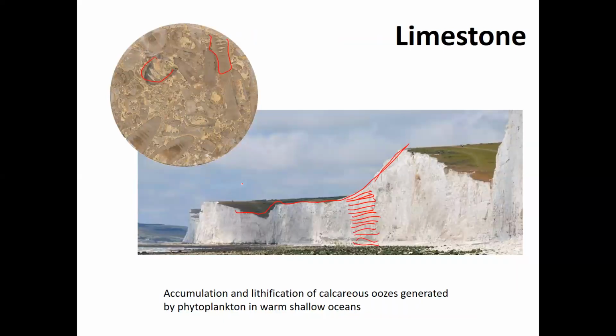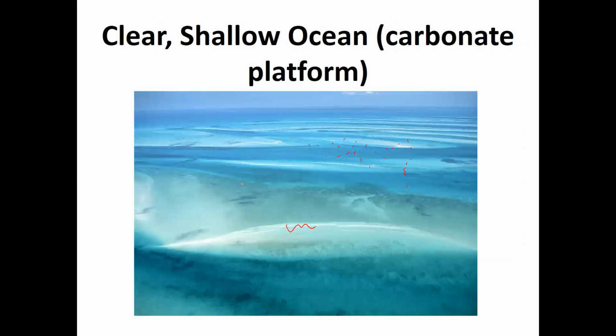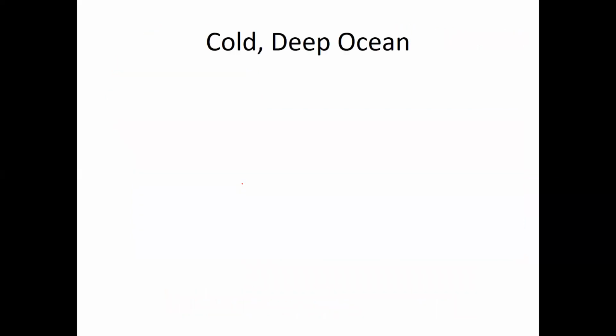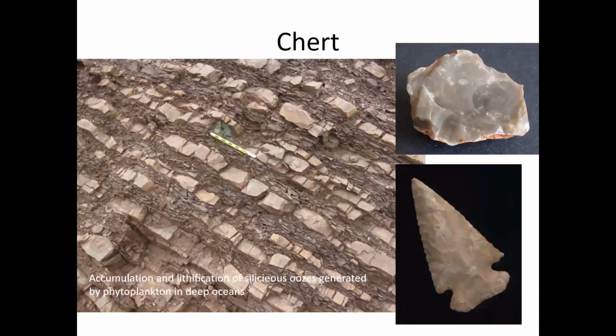So if limestone forms from calcareous ooze being deposited on relatively warm, shallow seafloors, what about the cold, deep ocean? Well, there's another type of phytoplankton that lives in the ocean, and they make their exoskeletons out of silica, so silicon and oxygen. Whenever they die, their exoskeletons settle to the seafloor too. Whenever they accumulate, they form a sediment called siliceous ooze. Not calcareous ooze, but siliceous ooze.